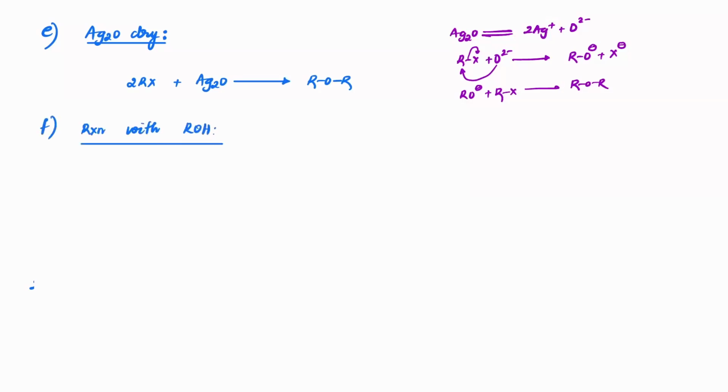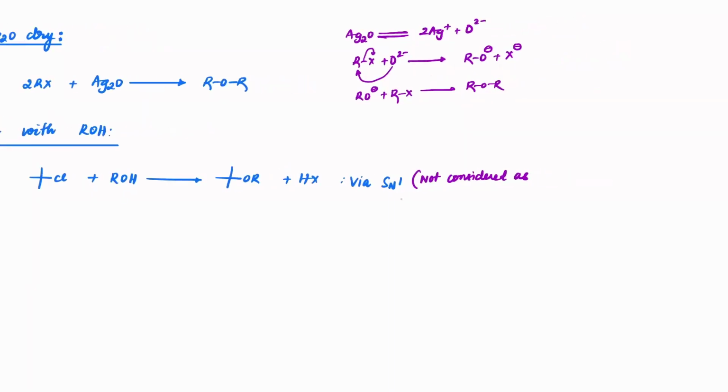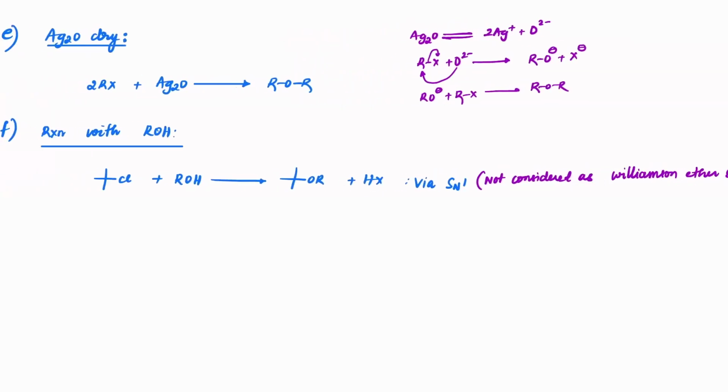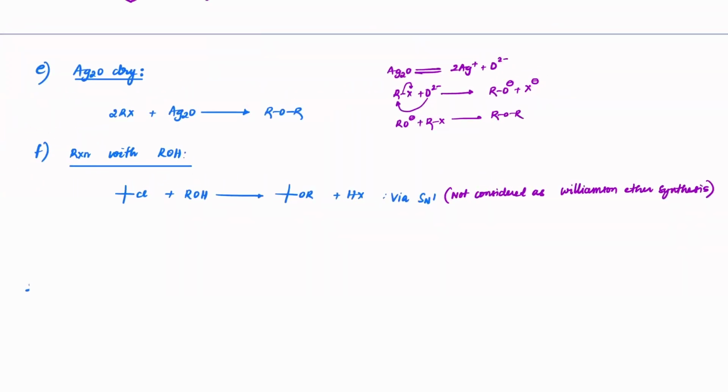Next, reaction with alcohol. If you have a 3-degree alkyl halide and react it with alcohol, you will get an ether plus HX. But here the mechanism is via SN1. SN1 mechanisms are not considered as Williamson ether synthesis. If it is Williamson ether synthesis, we expect this to happen via alkoxide, and through alkoxide formation, this is the product we should get. Clear?